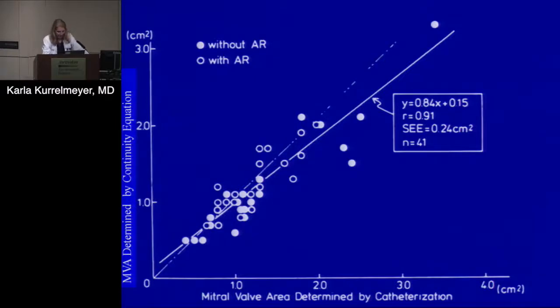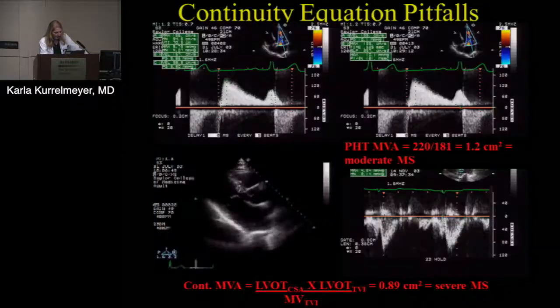So we're going to skip this. This is just showing you that if you calculate the stroke volume in a patient with AI and determine the mitral valve area, it's going to underestimate your mitral valve area because of that increased flow due to the AI through the left ventricular outflow tract.